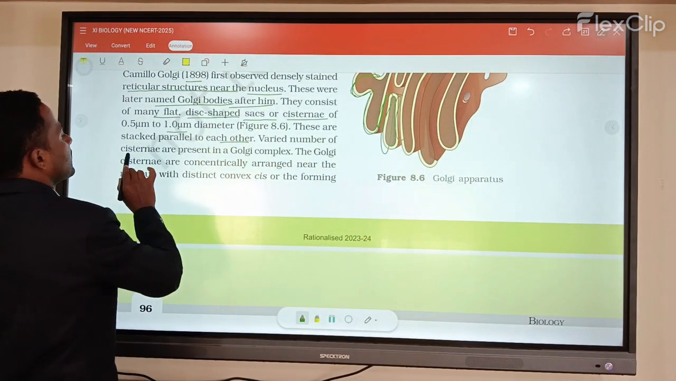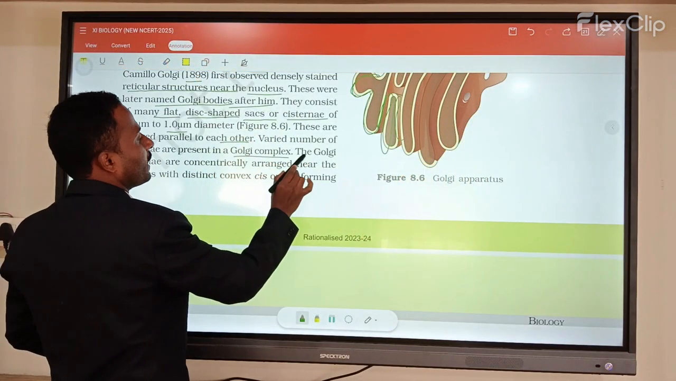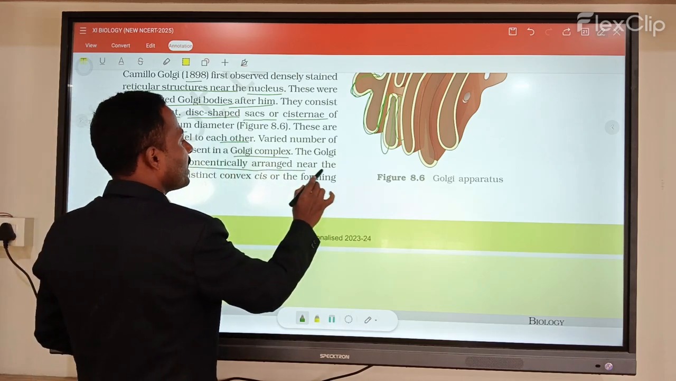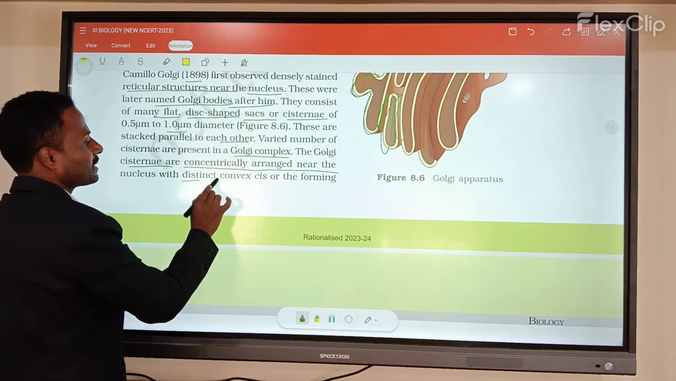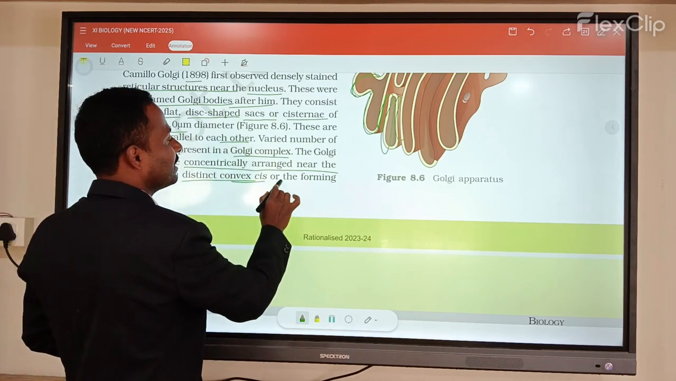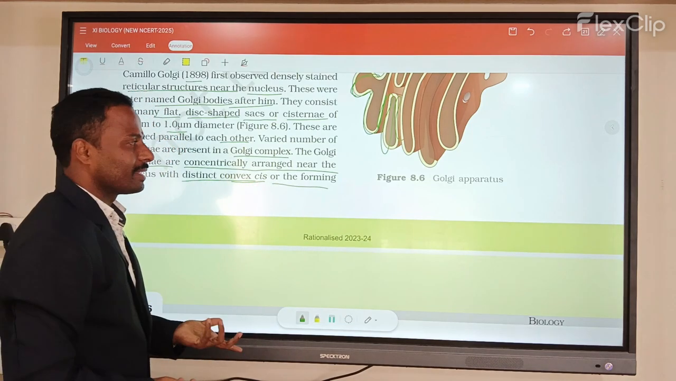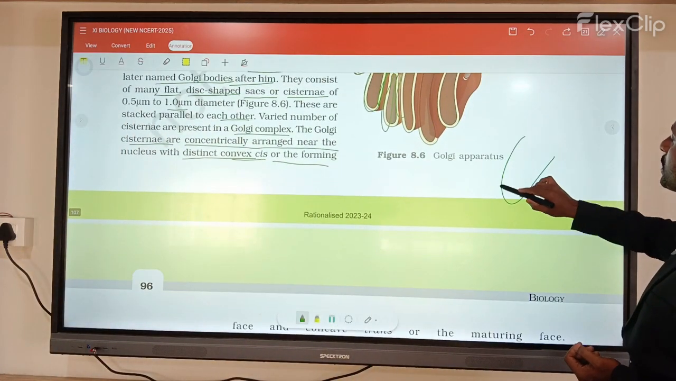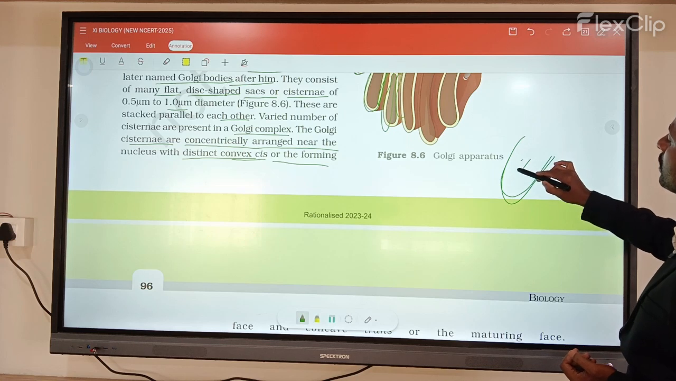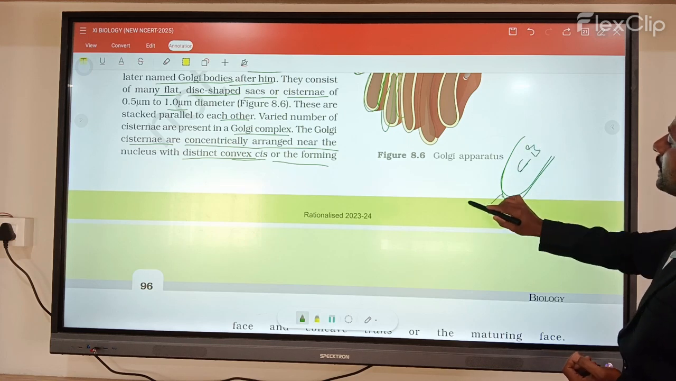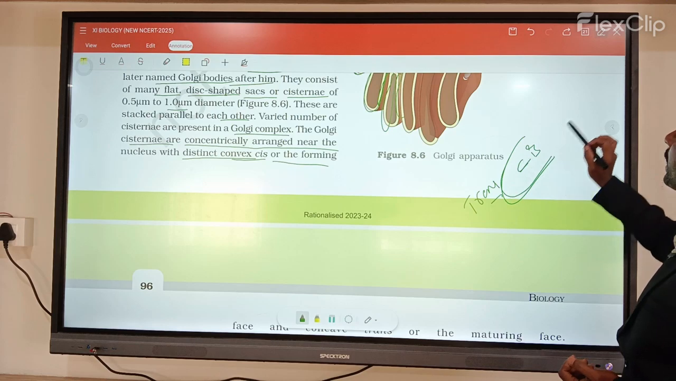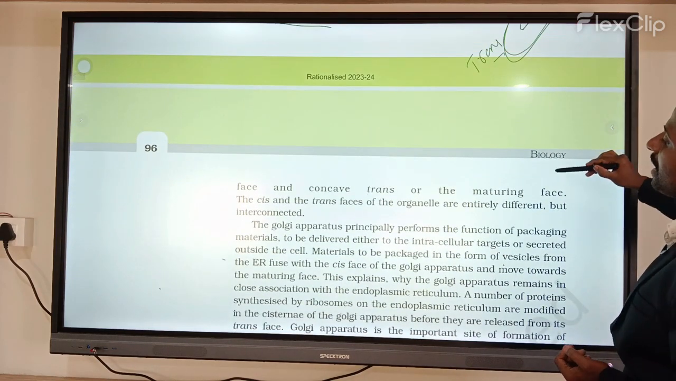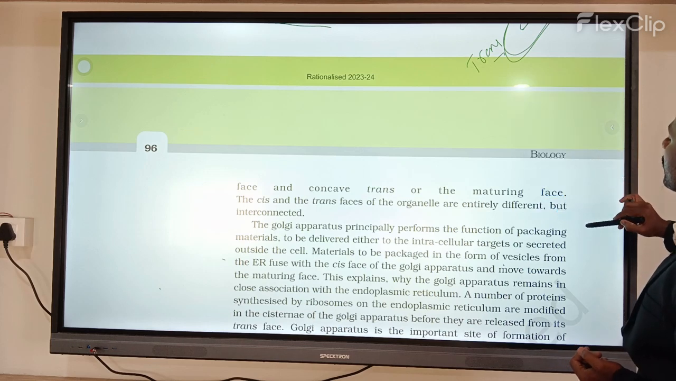The number of cisternae present in the Golgi complex varies. The Golgi cisternae are concentrically arranged near the nucleus with a distinct convex cis face and a concave trans face, forming the cis and trans regions. So they form two faces: one is the cis region, and the other is the trans region.